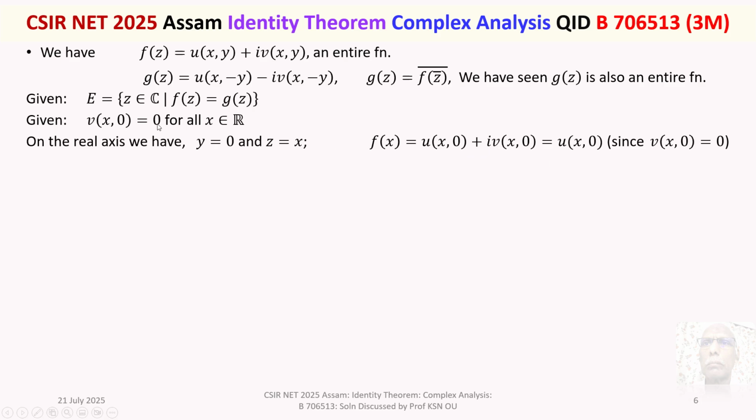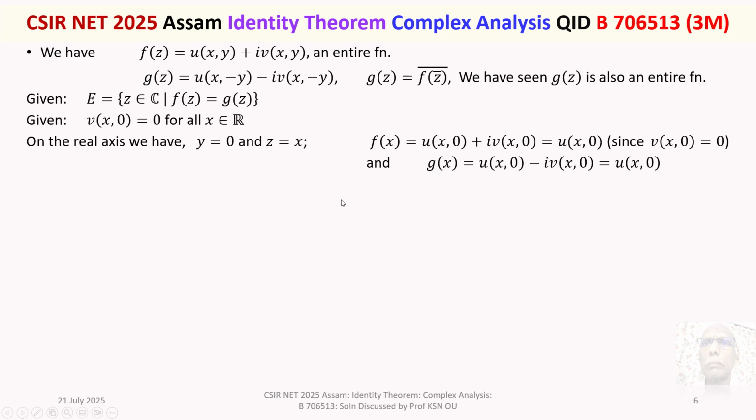v of x comma 0 is 0 for all x belongs to R. Therefore, you will get u of x comma 0. And see what happens to g of x. g of x is also u of x comma 0 minus i v of x comma 0. Replace y by 0 in g of z. Then you will get g of x is equal to u of x comma 0.